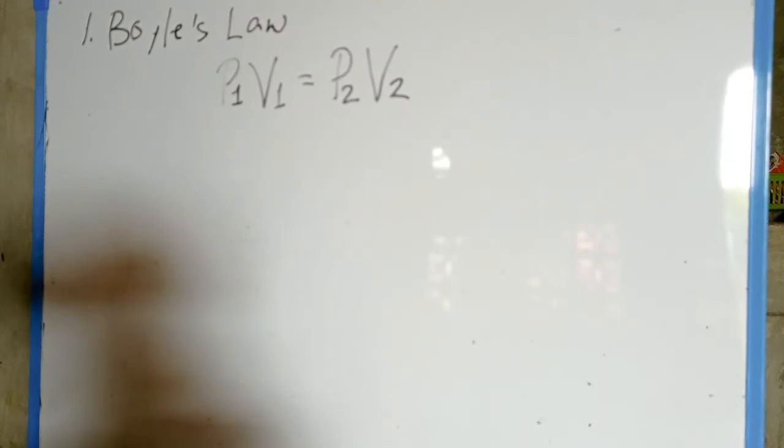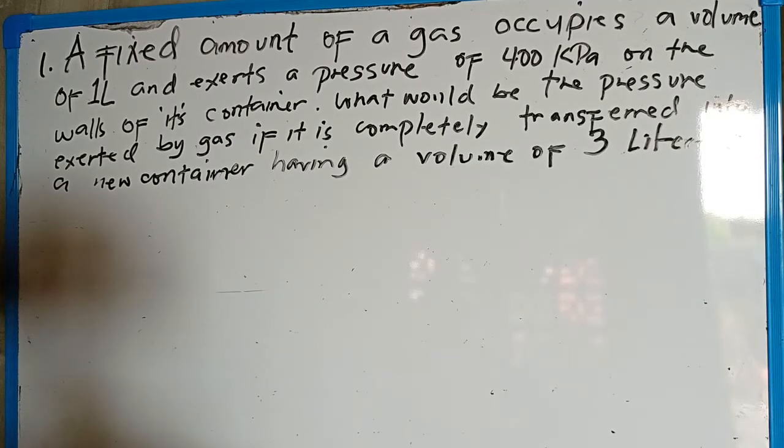So as an example, a fixed amount of gas occupies a volume of 1 liter and exerts a pressure of 400 kPa on the walls of its container. This means we have the initial pressure and the initial volume. What would be the pressure exerted by the gas if it is completely transferred into a new container having a volume of 3 liters?